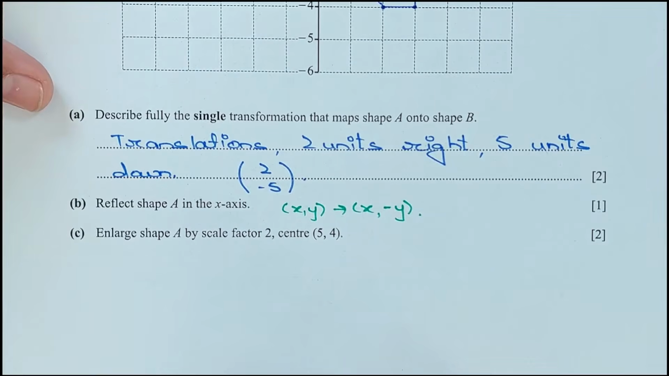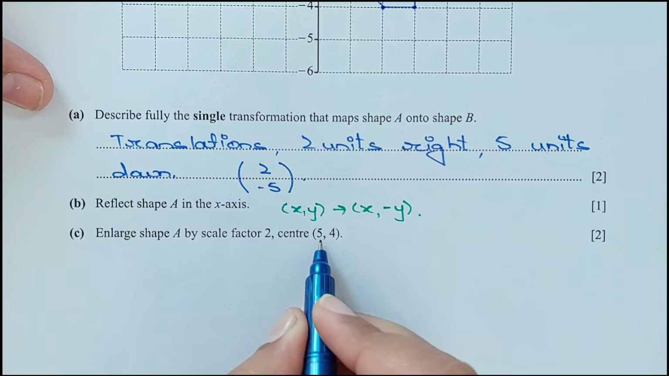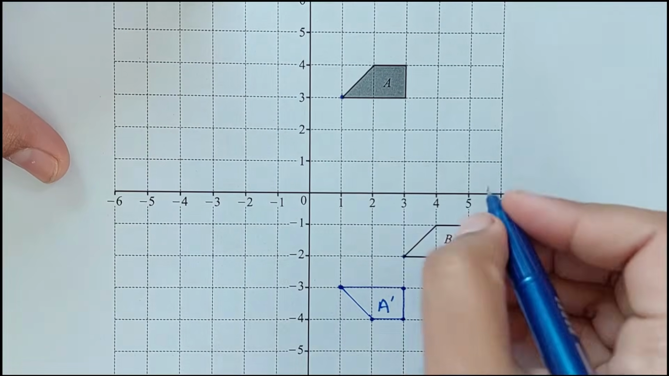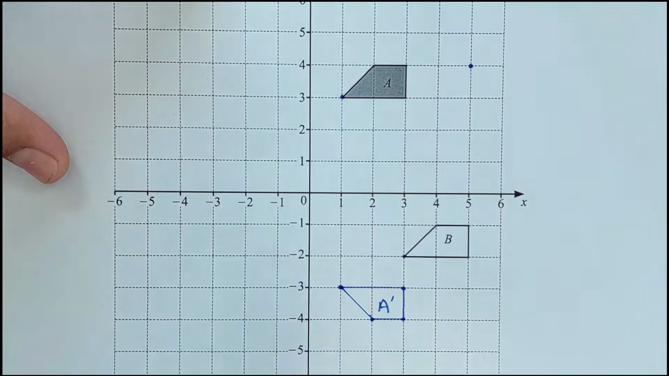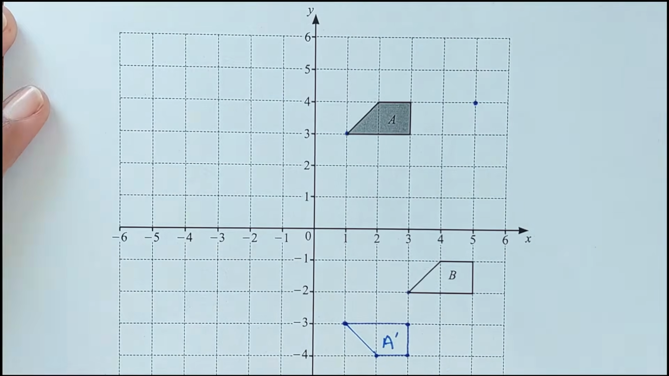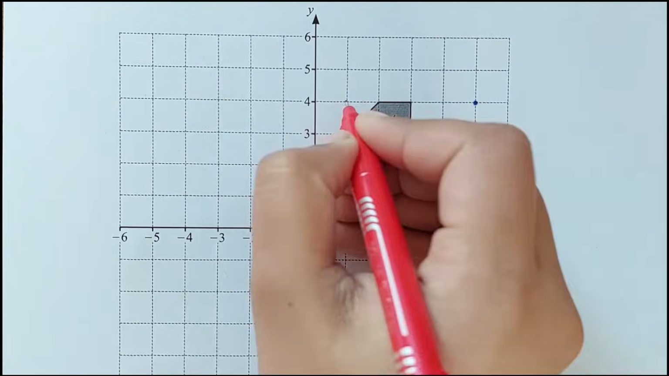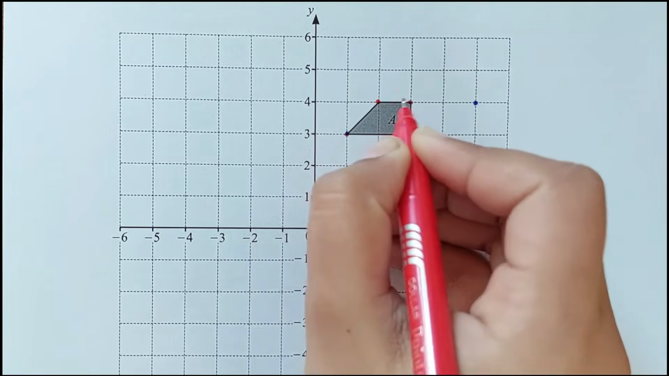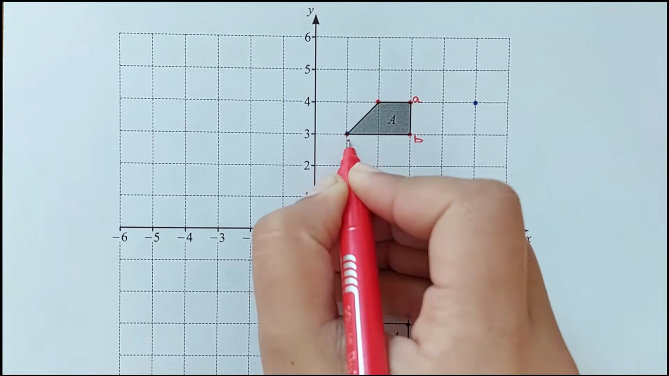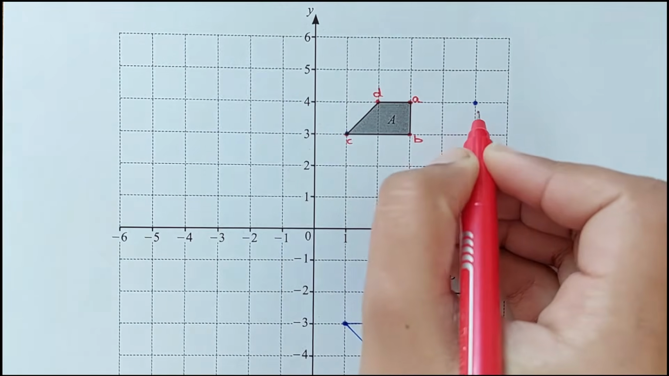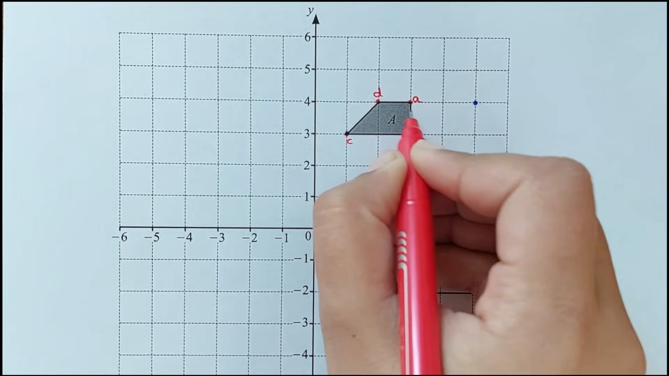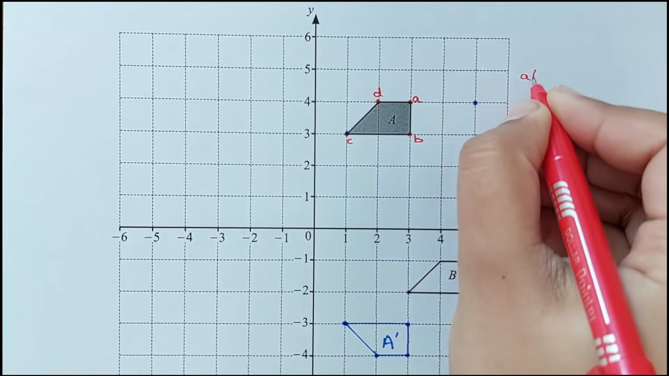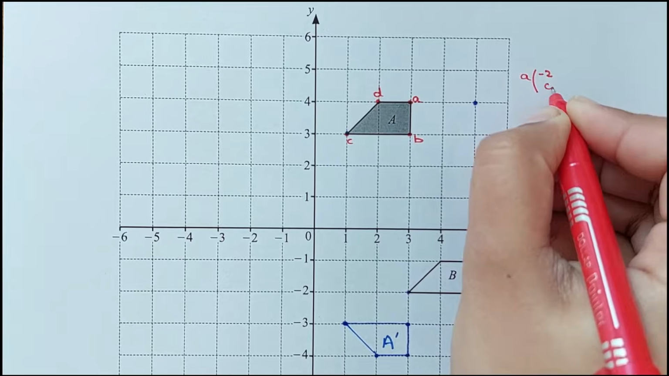Now for part C, enlarge shape A by a scale factor of 2 and the center is (5, 4). Okay, where is the center? 5, 4. X is 5 and the y is 4. This is the center. We have to enlarge this shape, right? So if I choose these points, let's say A, B, C, and D, right? So for point A, from the center, 1 and 2. So 2 units to the left and 0 vertical translation. So the point A is minus 2, 0, right?